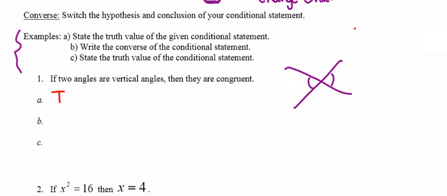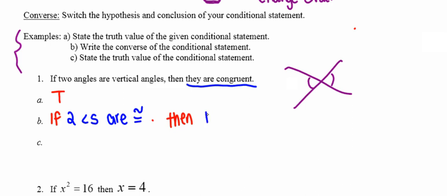So that's true. The converse of that is what I get if I switch the order. So I'm going to keep the if, I'm going to keep the then in the middle, but now I'm going to take and change the order of these two guys around. So I'm going to say if they are congruent, or in other words, if two angles are congruent, then they are vertical angles.